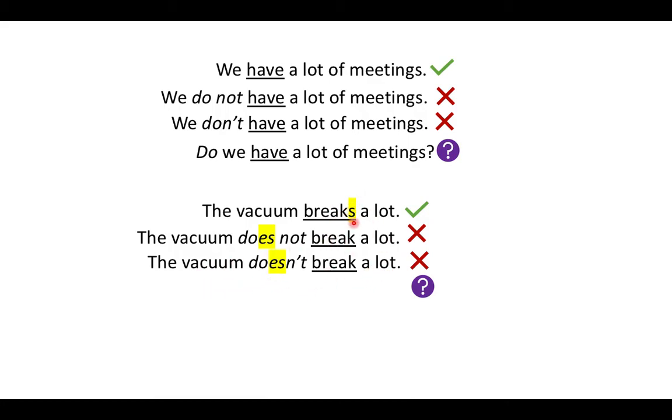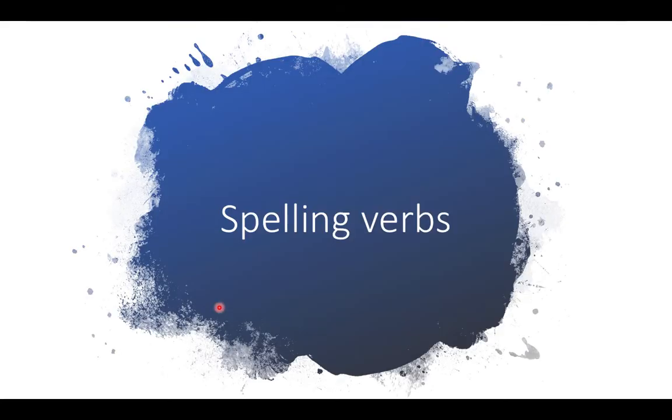And we put the S over here, so that means we take it off of the verb. Whenever we put do not, we put the S after the do, and we take it off of the verb. To make it a question, does the vacuum break a lot? Again, we need to put the S because we're talking about he, she, or it, right? So we need to put the S after do. So does, and it makes kind of a Z sound. Does the vacuum break a lot?